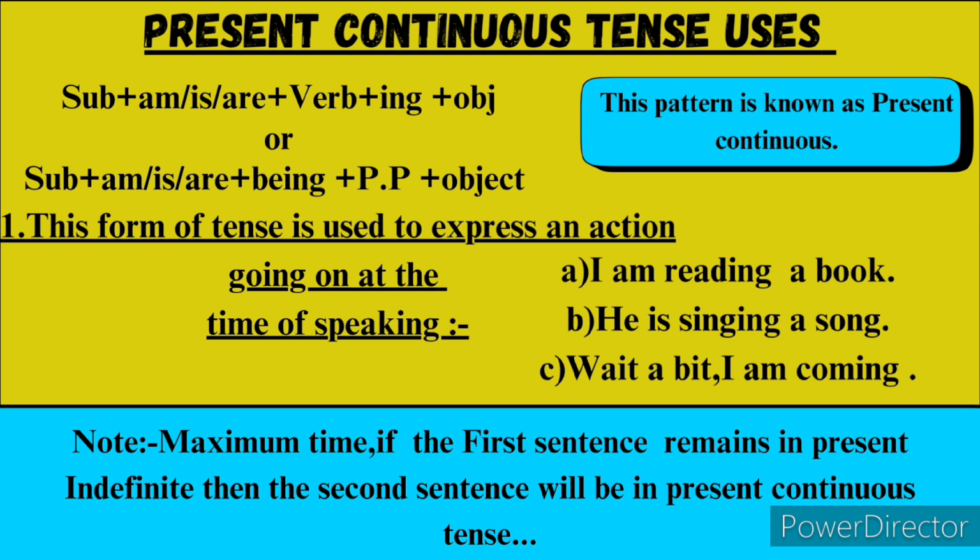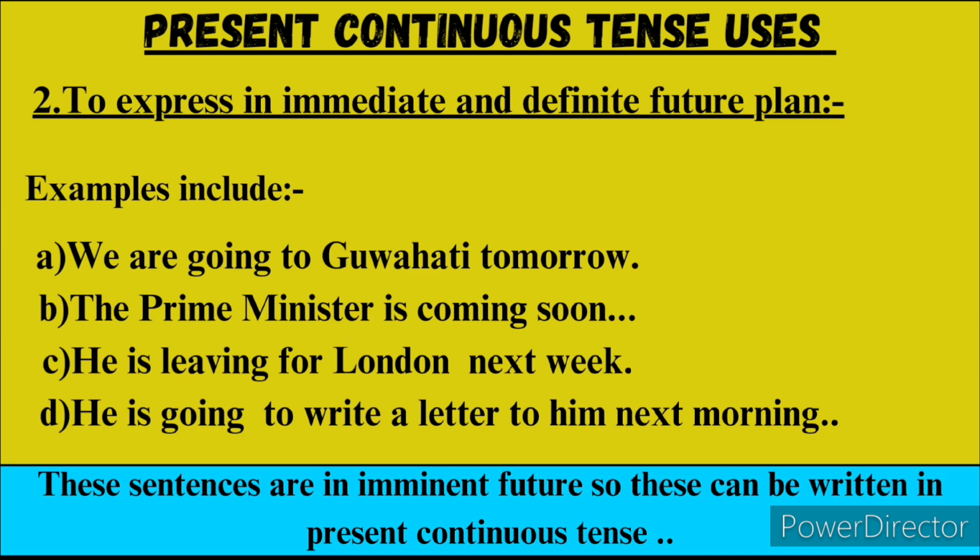Present continuous tense uses subject plus am/is/are plus verb plus ing plus object, or subject plus am/is/are plus being plus past participle plus object. This pattern is known as present continuous. This form of tense is used to express an action going on at the time of speaking, like I am reading a book.